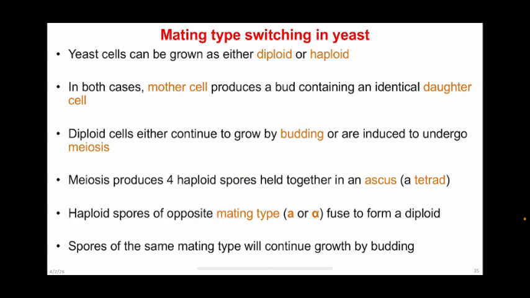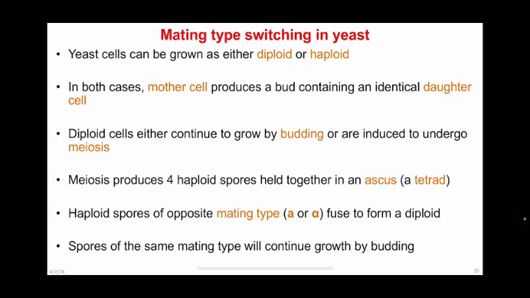Yeast cells can be grown as either diploid or haploid, right? And obviously the mother cell is going to produce cells that are identical to the daughter cell. Mostly they start off as diploid cells, which will either continue to grow by budding or be induced to undergo meiosis, which will lead to haploid cells. But the formation of haploid cells is mostly the formation of spores during unfavorable conditions.